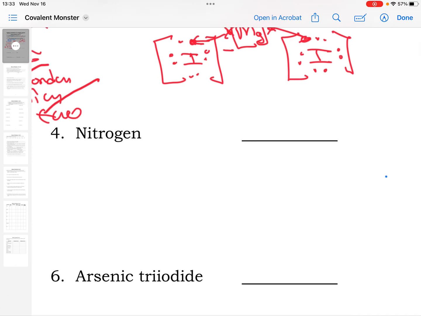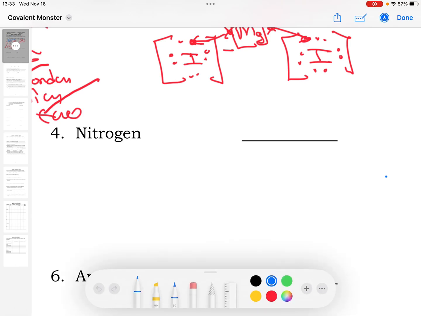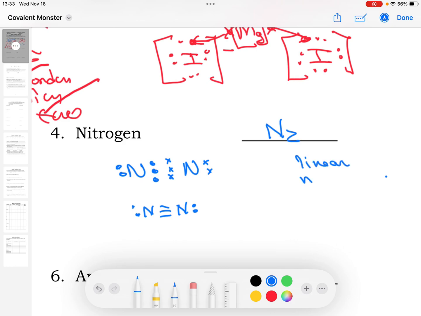Now we're doing nitrogen. Don't forget nitrogen is diatomic. Nitrogen has 5 valence electrons. My next nitrogen has 5 valence electrons. This would give me a structural formula like this. This is linear. It is nonpolar. And its intermolecular force would be London dispersion, because all nonpolars are London dispersion.